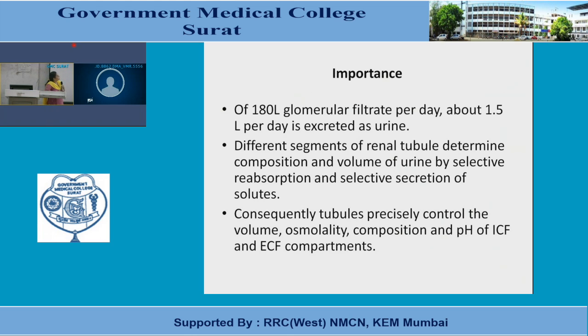The different segments of tubules determine the composition, the volume, the resorptive rate, and the secretion of solutes. The tubules control the volume and the osmolality, which is very important because we have thirst centers and different hormones which regulate it. The composition of urine, the osmolality of urine, the pH, and also the pH of the ICF and ECF compartments are all determined by the nephrons.